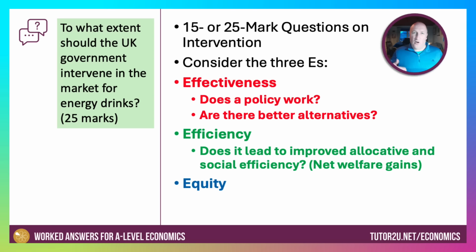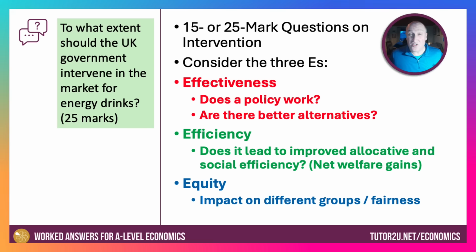Efficiency, does a policy lead to a more efficient allocation of scarce resources? Are we improving allocative efficiency? Are we moving closer towards a social optimum? Are there net welfare gains from an intervention? Or is there the risk of government failure of one or more types, which actually could cause a worse thing, a deeper market failure? And equity basically refers to fairness. So what is the impact on different groups? If you tax or subsidise or ban things, which groups are particularly affected? And obviously that often brings in the idea of the impact on households of below average income.